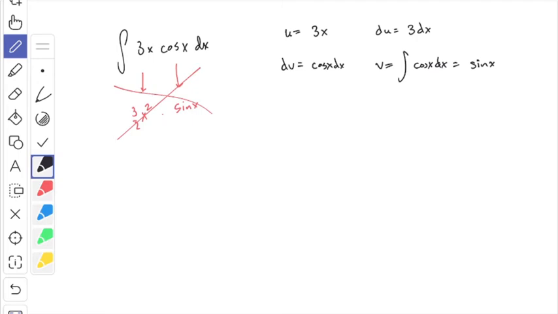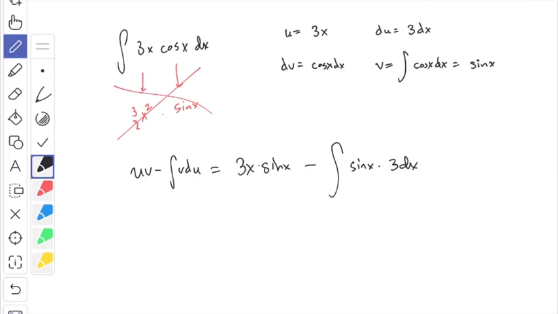And now we can do the integration by parts formula: uv minus integral v du. I always write it down in hopes that this will help everybody memorize the formula. uv minus integral v du. It is 3x, that's the u. v is sine x, minus integral of v, sine x, times 3 dx. That's the du part.